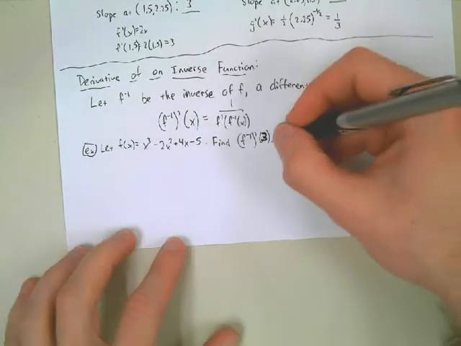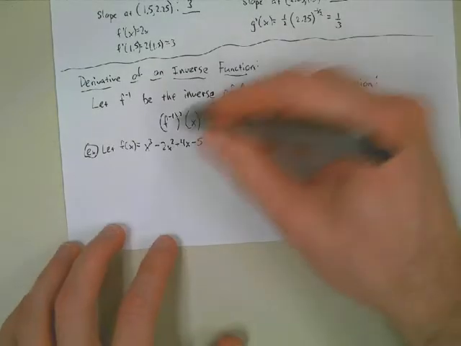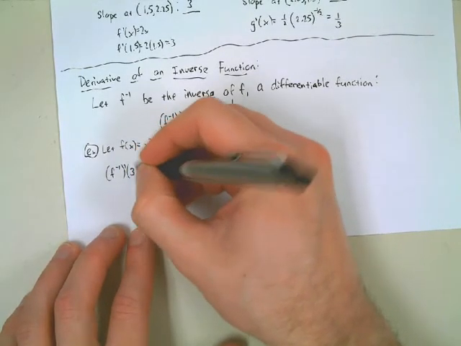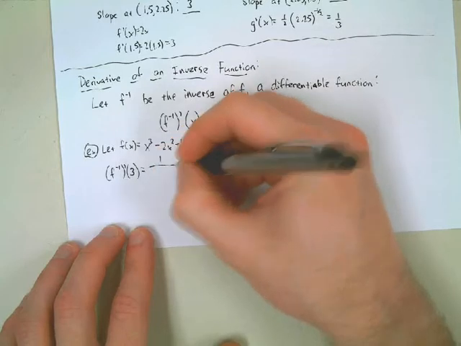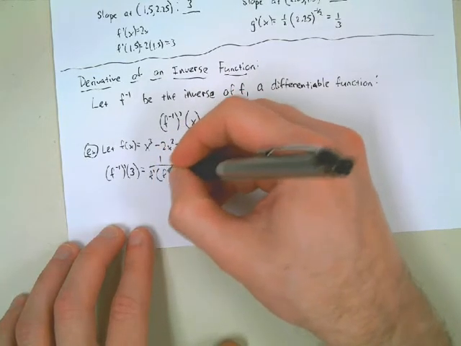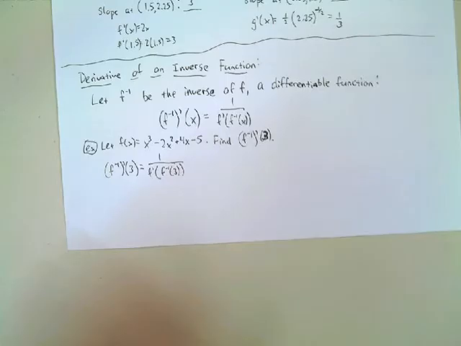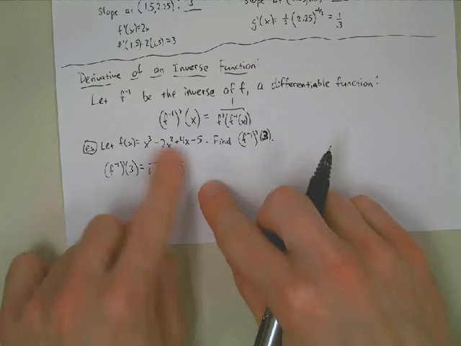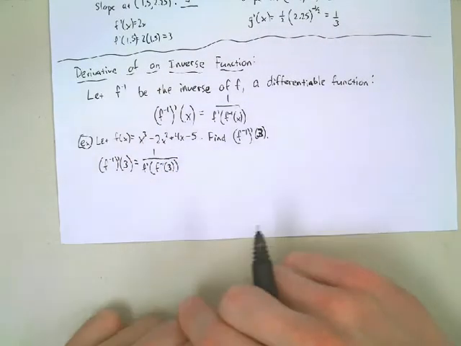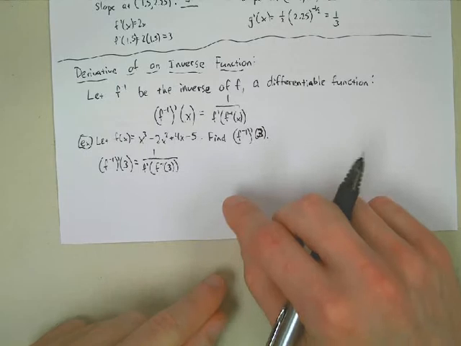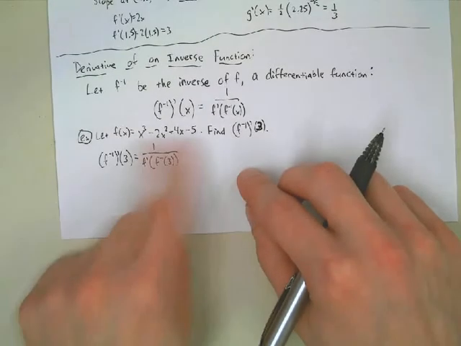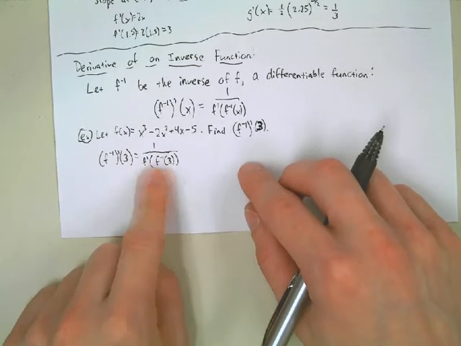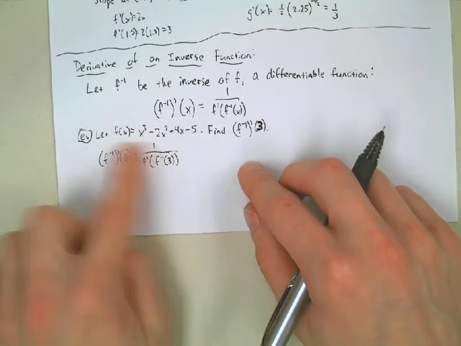So we'll go to our little formula here. f inverse prime of 3 should equal 1 over f prime of f inverse of 3. All right, so this is the thing we're trying to solve for. We have to simplify or evaluate this right-hand side. Now, you guys might look at this and say, Mr. Widmeyer, you just got done telling us that we can't find f inverse, yet right here we have to find what f inverse of 3 is. How are we supposed to find what f inverse of 3 is if we can't actually come up with f inverse using this function?